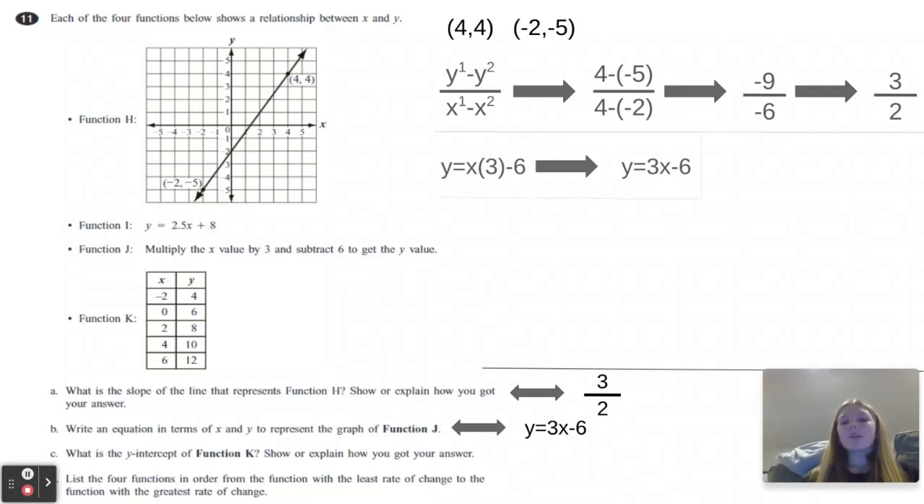What is the y-intercept of function k? The y-intercept is where the line intercepts with the y-axis.